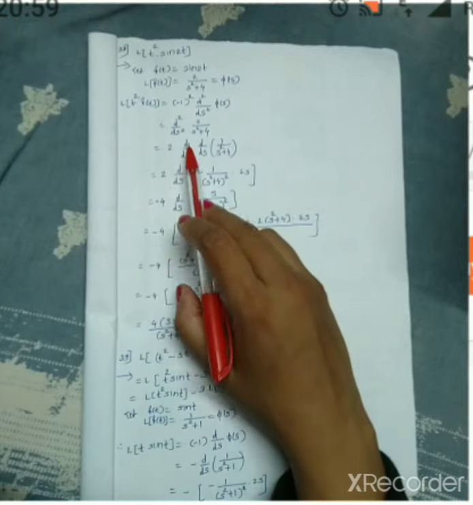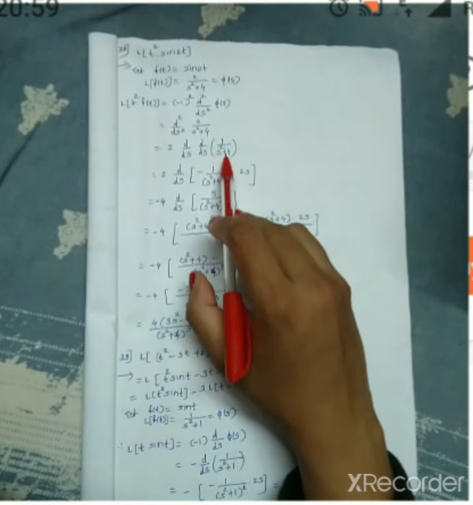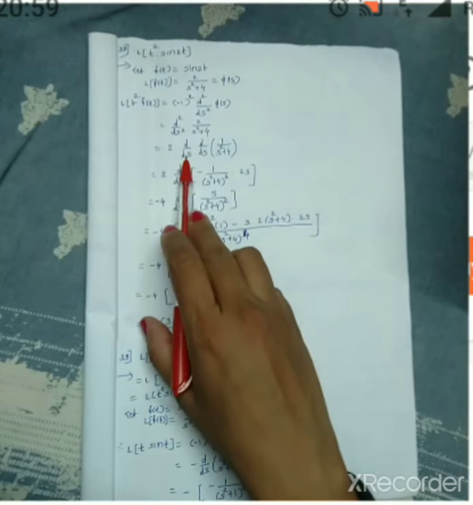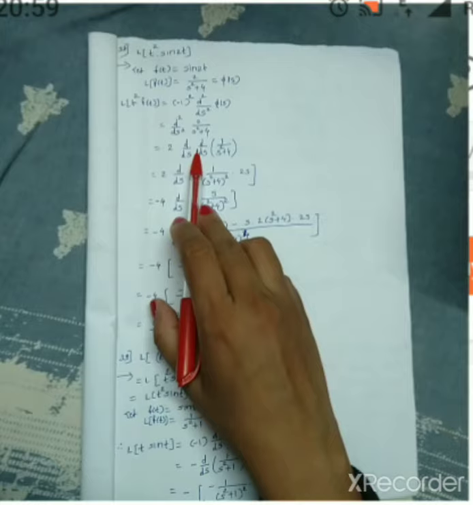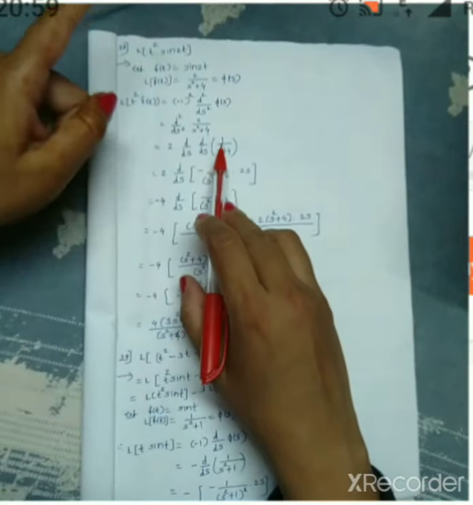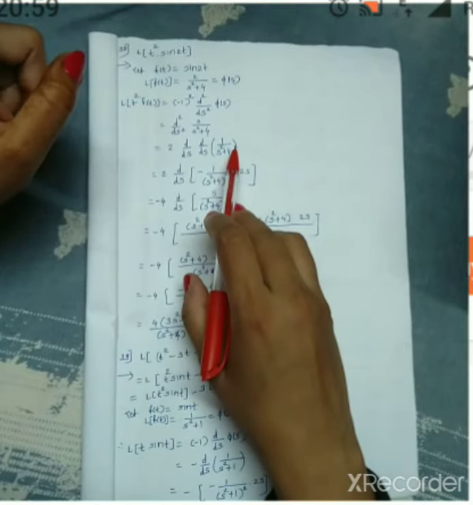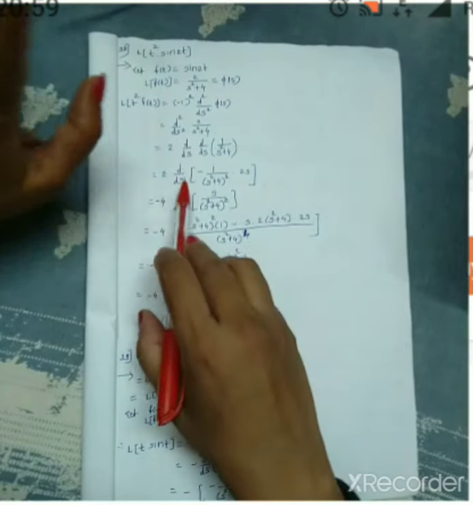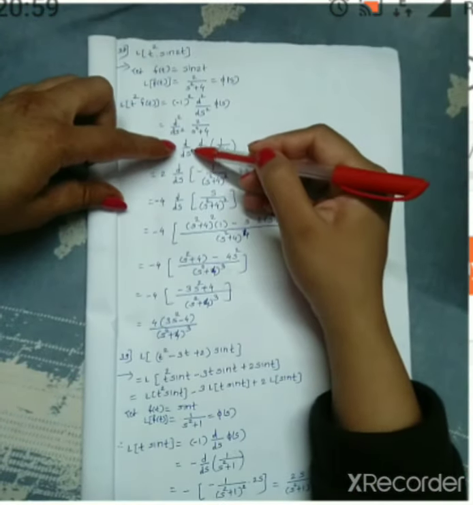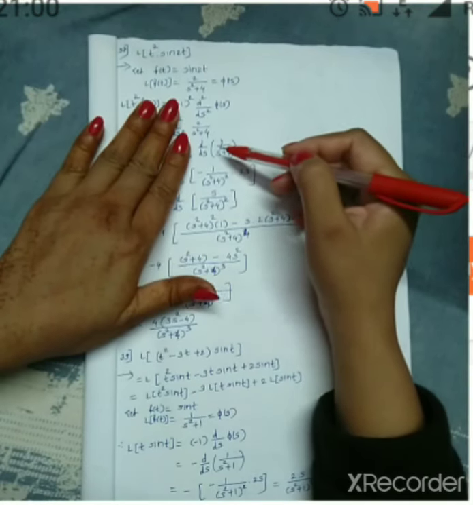Now d/ds of d/ds of 1 upon s² + 4 means just split the two derivatives into single derivatives, d/ds into d/ds. We have to find the first derivative, and then whatever the answer for the first derivative, we have to derive that function again to get the second derivative. Here 2 stays as it is for the second derivative.